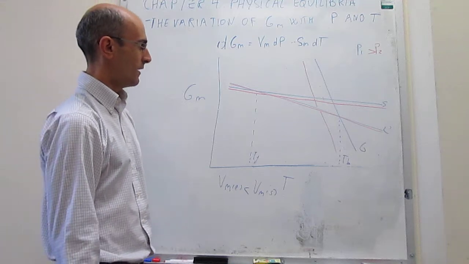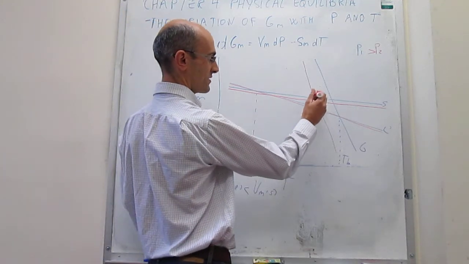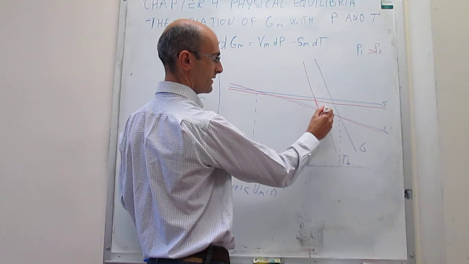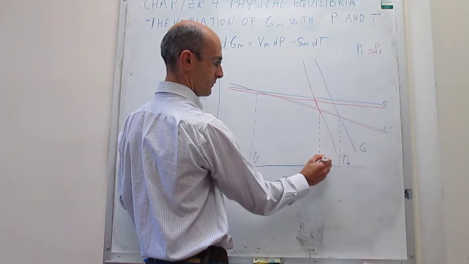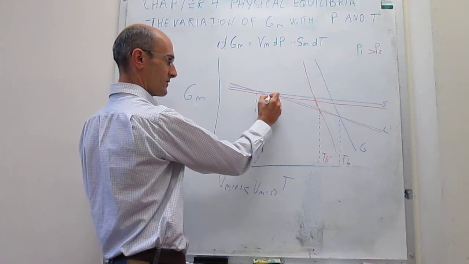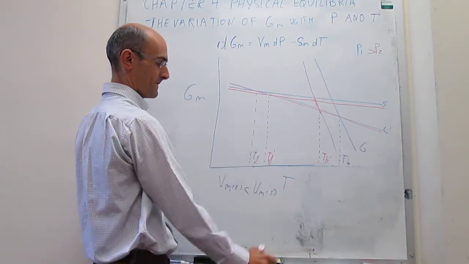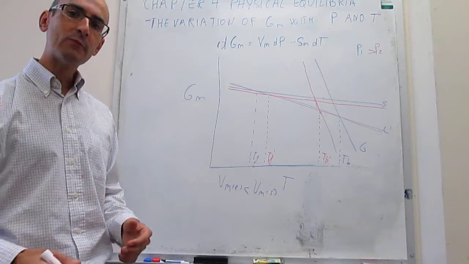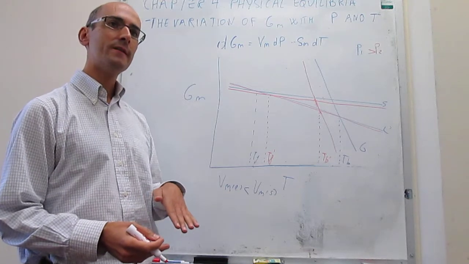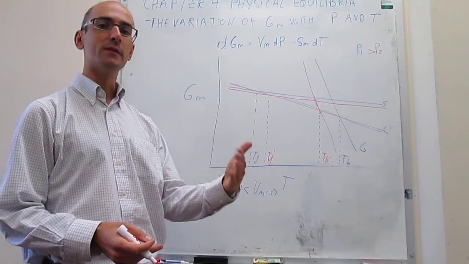Okay, so what are the new boiling points and freezing points? Well, the new boiling point, notice that is going to be the intersection of the gas line with the liquid line. All right, so that will be your new boiling point. And this is going to be your new freezing point. Okay, your fusion point. Okay, so what we see is that when you decrease the pressure, then the boiling point gets depressed and the freezing point goes up.